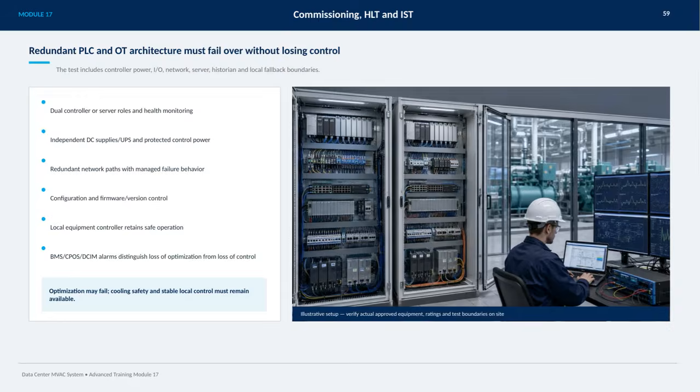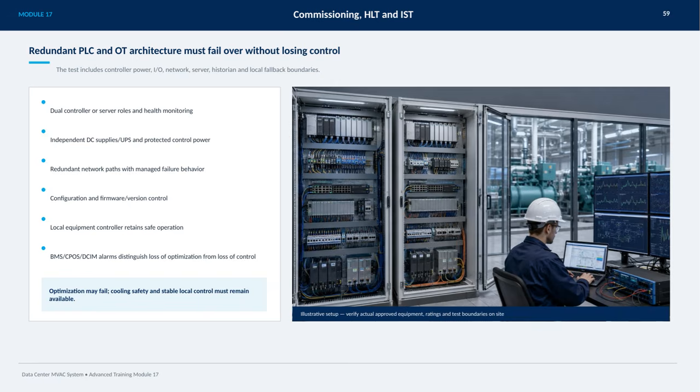On this slide, we're focusing on the importance of a redundant PLC and OT architecture that can fail over seamlessly without losing control. This means during testing, we need to consider every critical aspect, from controller power and I/O to network paths, servers, historians, and local fallback boundaries. Each component must have dual roles and continuous health monitoring to ensure reliability. Power supplies should be independently backed up through UPS systems, and networks should have multiple paths with managed failure behavior to prevent outages. Additionally, firmware and configuration control are vital to maintain system integrity.